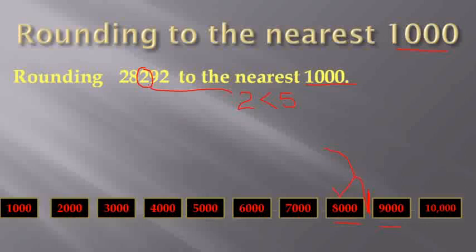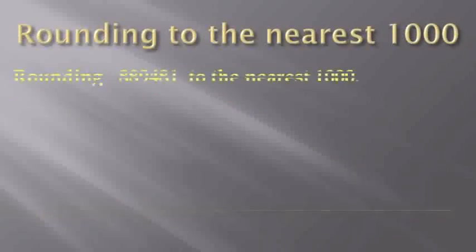It means we will convert this 8292 to 8000. So our answer will be 28,000. Okay. Okay class, I hope that this example will be clear to you. Now I am moving towards the next example.